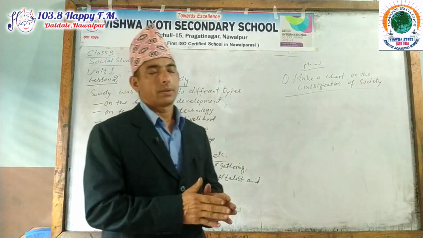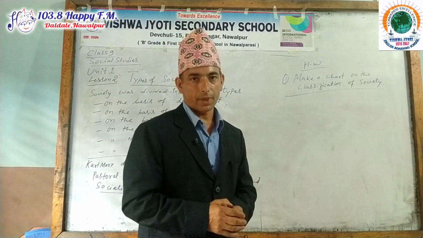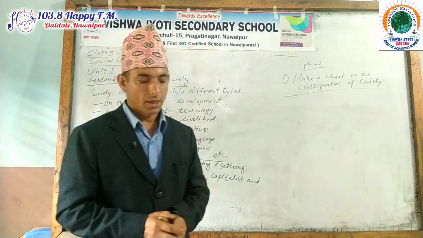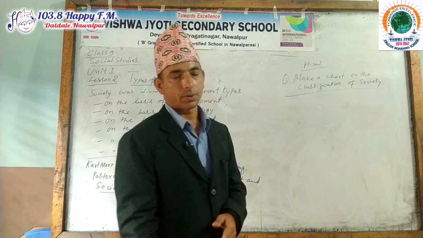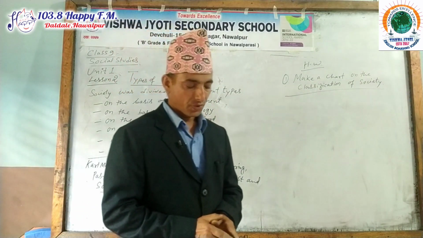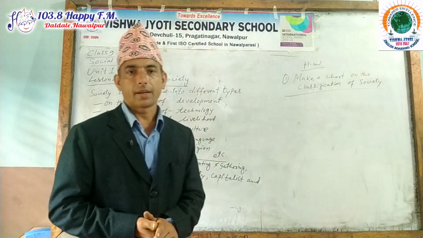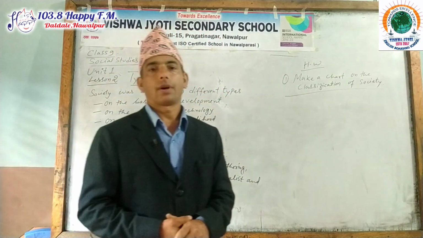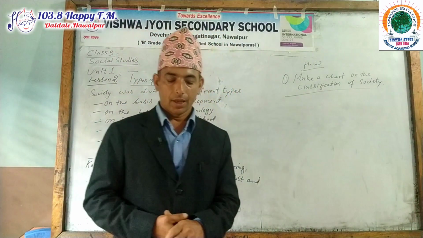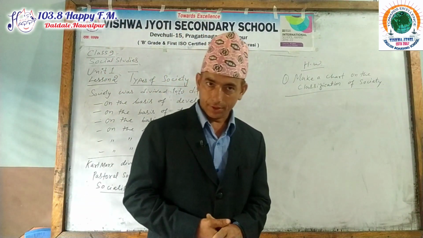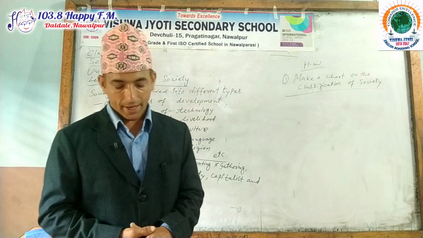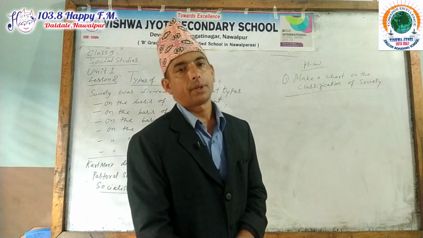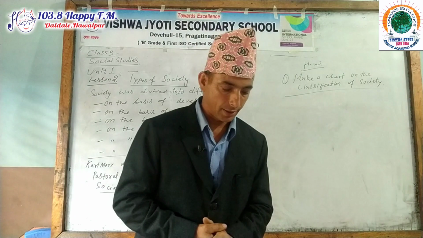Now, my dear children, we have discussed different types of society. Five types of society we have discussed. So what are the five types of society? Again, I want to review with you. First one is hunting and gathering society. Second one is pastoral, or animal rearing society. Third one, horticultural society. Fourth one, agricultural society. And fifth one, we have discussed industrial society.